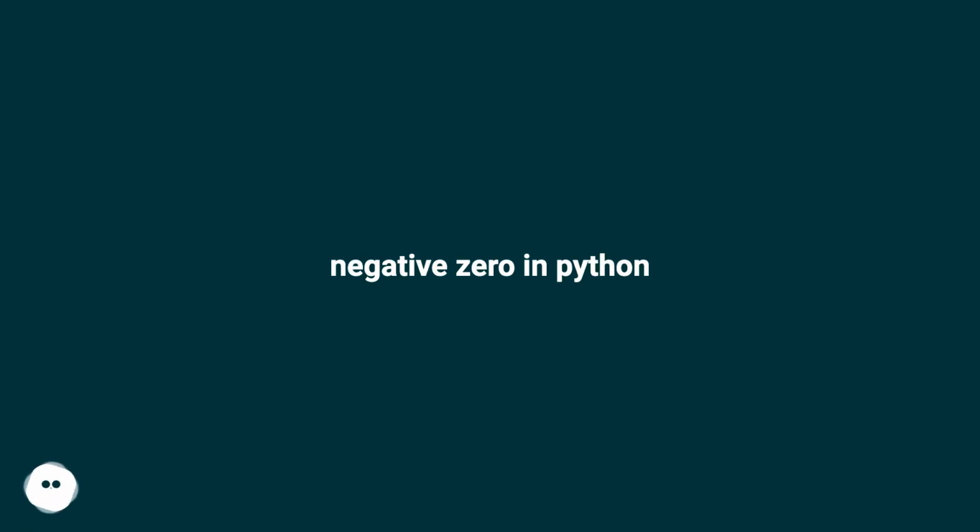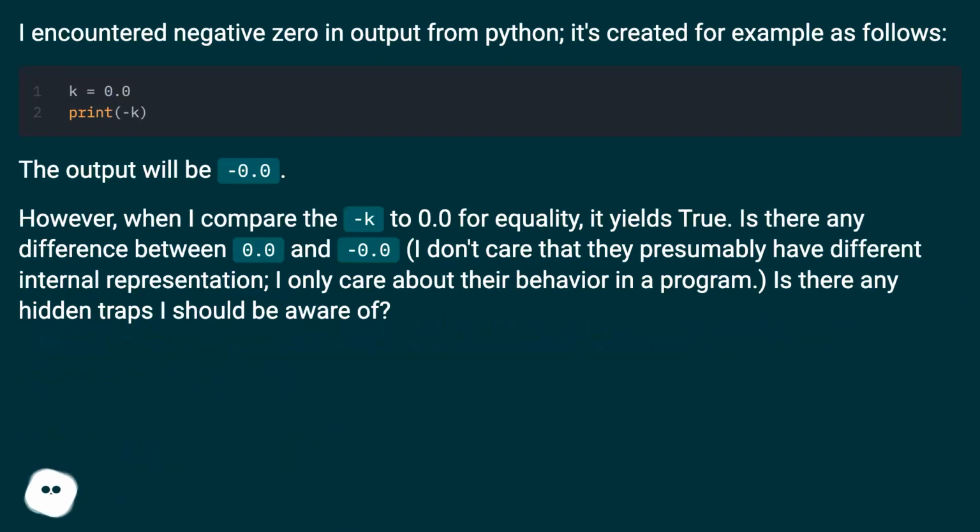-0 in Python. I encountered -0 in output from Python. It's created, for example, as follows. The output will be -0.0. However, when I compare the k to 0.0 for equality, it yields true.